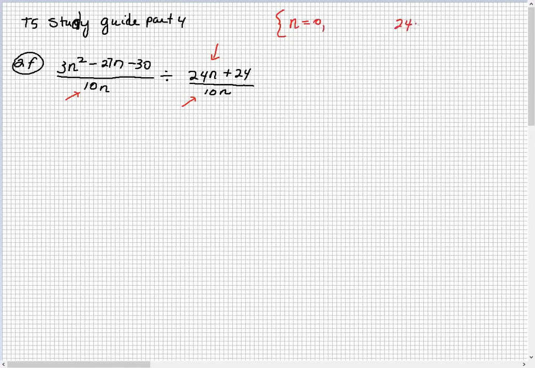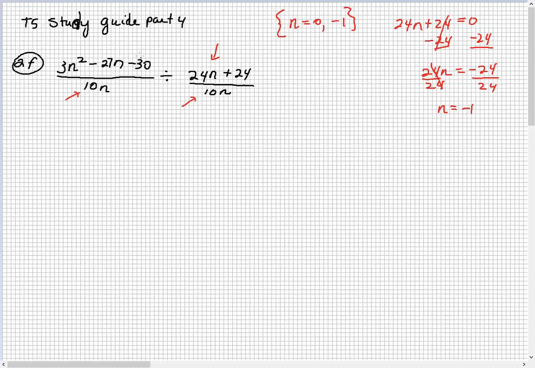24n plus 24, we have to set this equal to 0. Subtract 24 from both sides. You get 24n equals negative 24, divided by 24. You get n equals negative 1. So the other value is negative 1. So these are both of your excluded values.